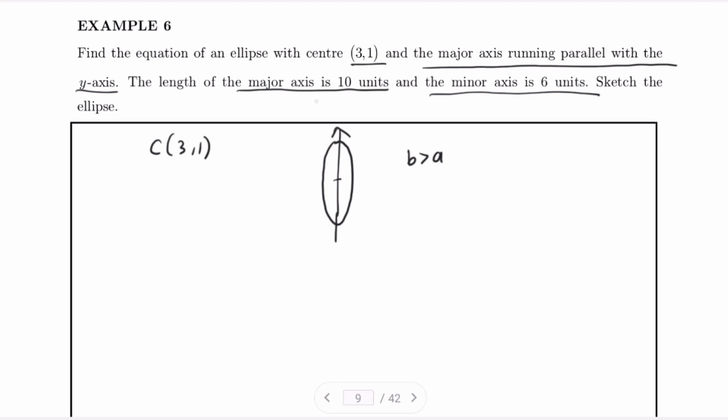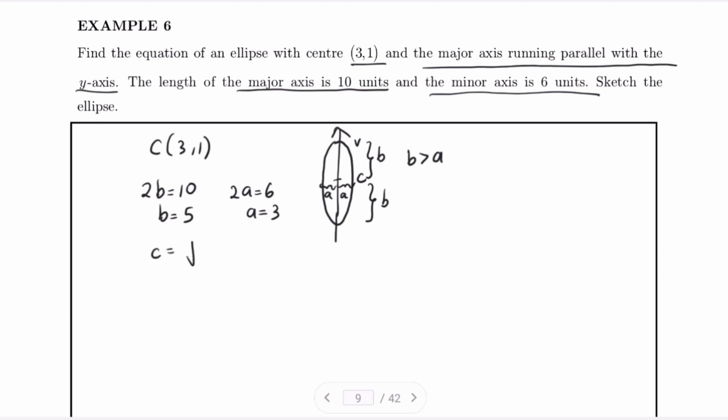So it says here the length of the major axis is 10 units. So you know from center to vertex, the distance is basically B. So the total length is 10 units. So B plus B is 2B. So 2B equals to 10, B equals to 5. Similar to the minor axis, it's going to be A plus A. So that is 2A equals to 6. So your A is 3.